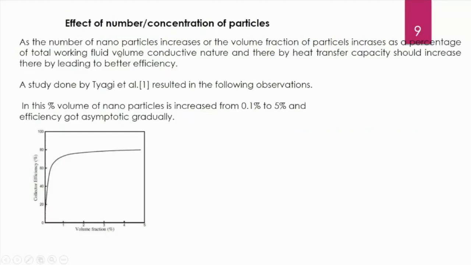As the number of nanoparticles or the volume fraction of particles increases, as a percentage of the total working fluid volume, the conductive nature and thereby the heat transfer capacity would increase. This is from a paper. In the graph we can see the volume fraction as a percentage. Below 1% it increases gradually, and after 1% it increases rapidly. We can see that collector efficiency goes up to 80%.